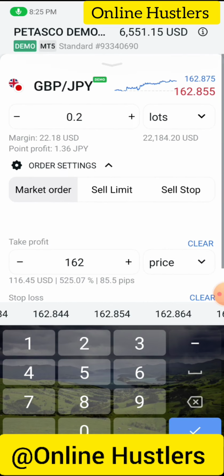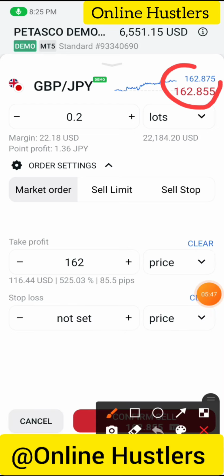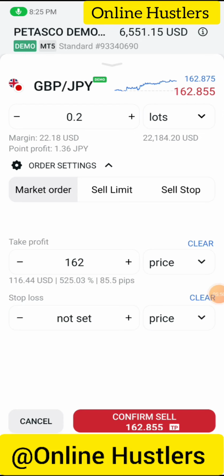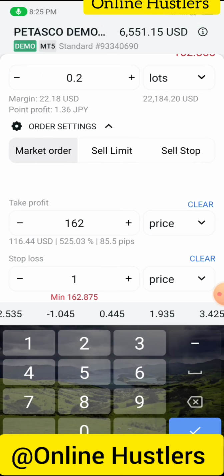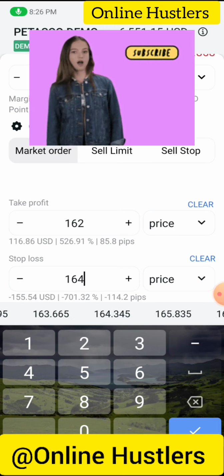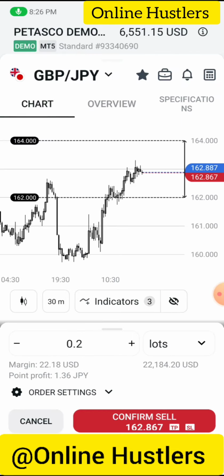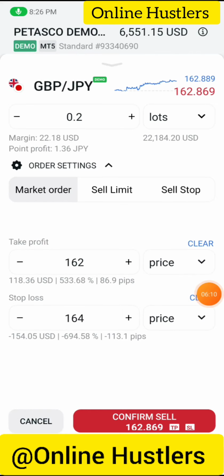Now let's make the stop loss. The stop loss should be above the entry, that is in the case of a sell position. So it should be more than this. The stop loss should be greater than this. So that should be 163. Let's just put 164. That's about 114 pips. So now this is our take profit.